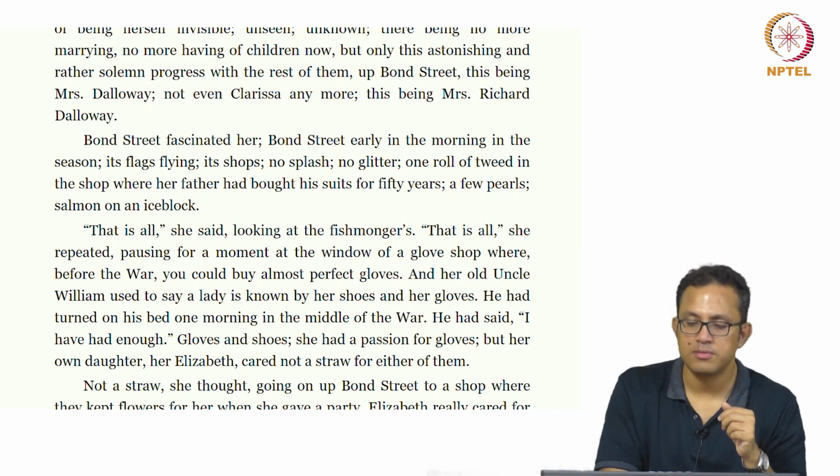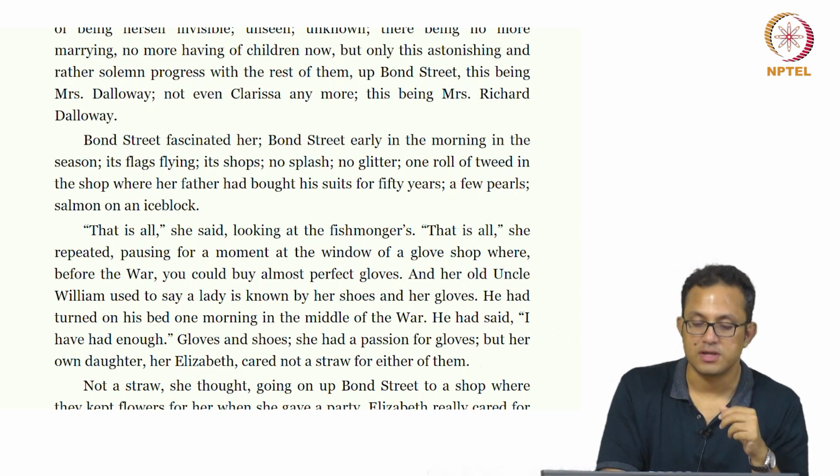"Bond Street early in the morning in the season, there's flags flying, there's shops, no splash, no glitter, one roll of tweed in the shop where her father had bought his suits for 50 years, a few pearls, salmon on the ice bag. That is all," she said, looking at the fishmongers, "that is all." She repeated, pausing for a moment at the window of a glove shop, where before the war you could buy almost perfect gloves.